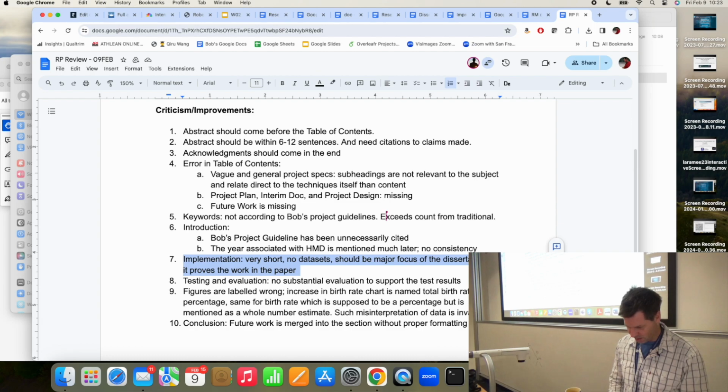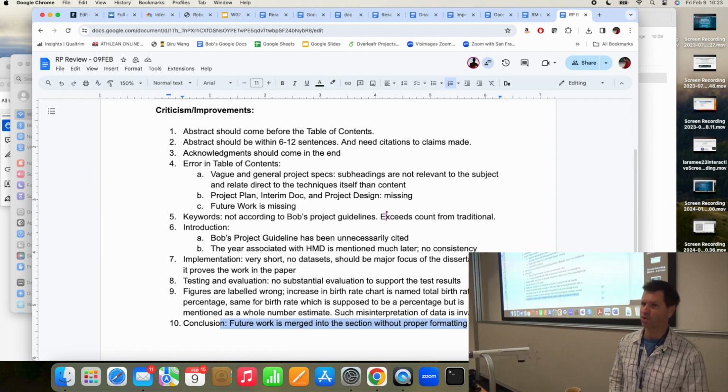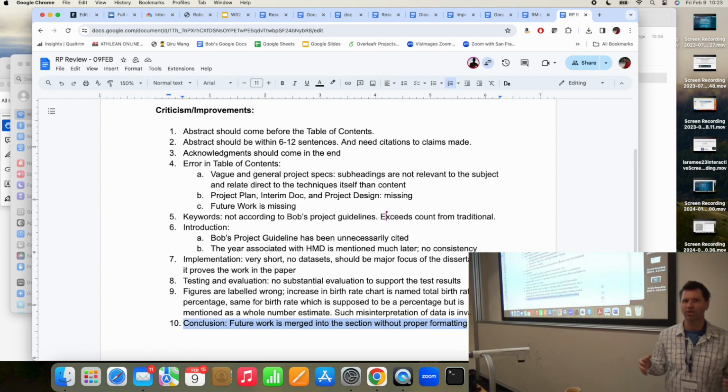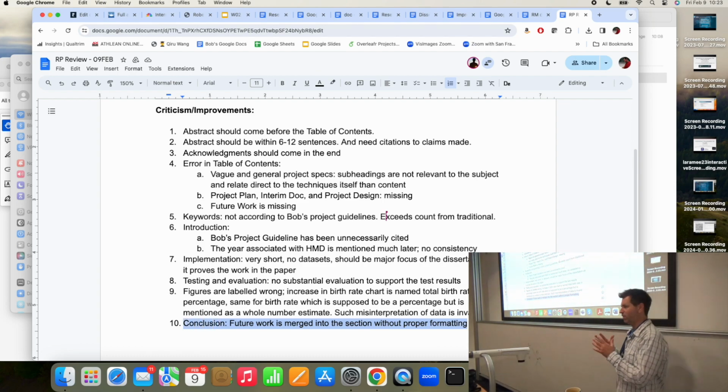Yes, that's right. Testing and evaluation is very weak. Yes, figures could be massively improved. Yeah, and it's not the end of the world. Like, you could have a section called conclusions and future work. You could combine those as long as it's labeled clearly. It's not the end of the world. It's nice to have them as two separate sections, but if you really want to, you could combine them.